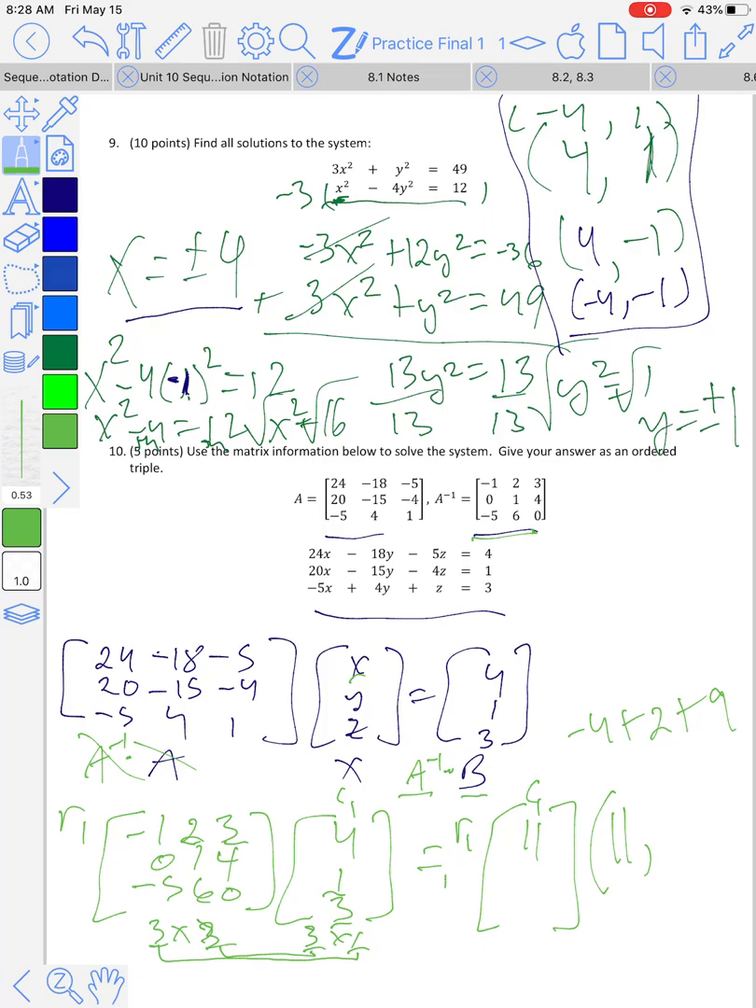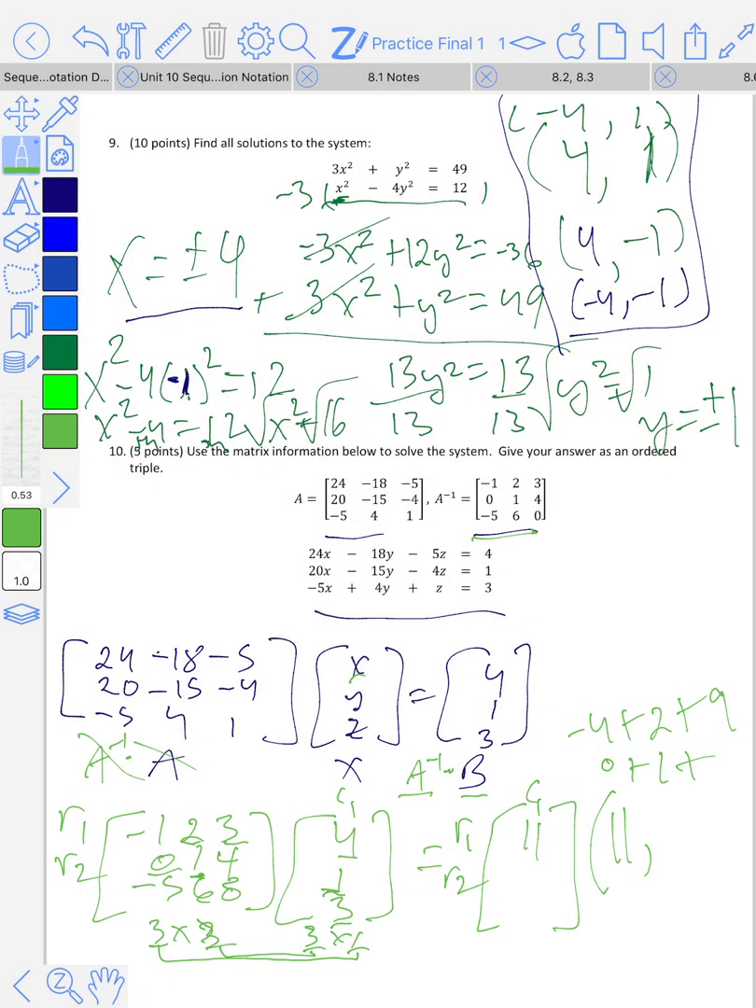Okay, now to find row 2, column 1, I take row 2 times column 1. Here we go. 0 times 4, 0. 1 times 1, 1. Cross to the right, down to the left. 1 plus 12 is 13. Plus 0 is 13, so that's this one here, 13.